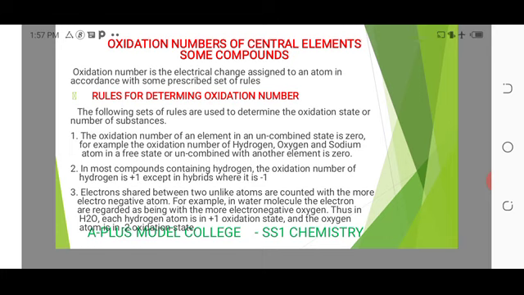Calcium takes +2 as the oxidation number. That is the oxidation number, and that's the charge that is being assigned to it. What are the rules that are used in determining the oxidation number? The following set of rules are used.